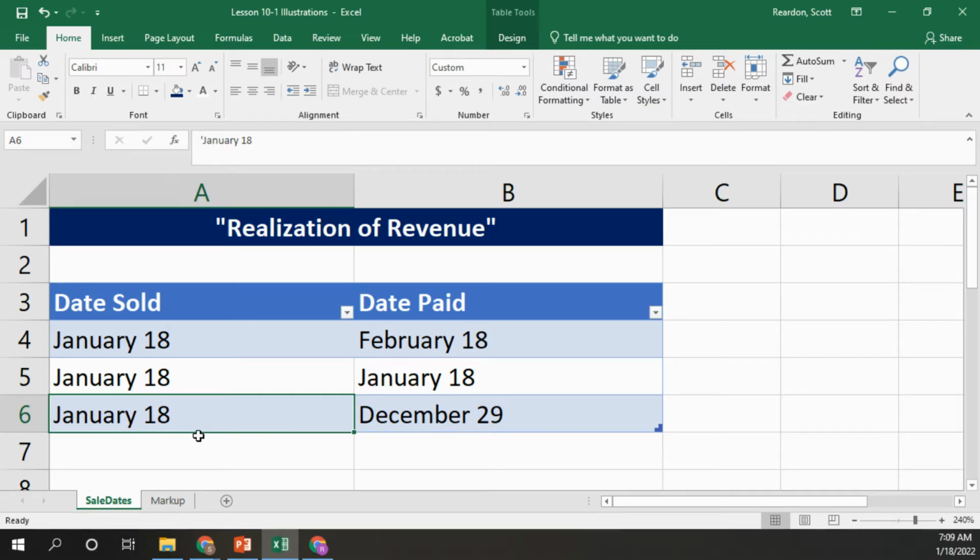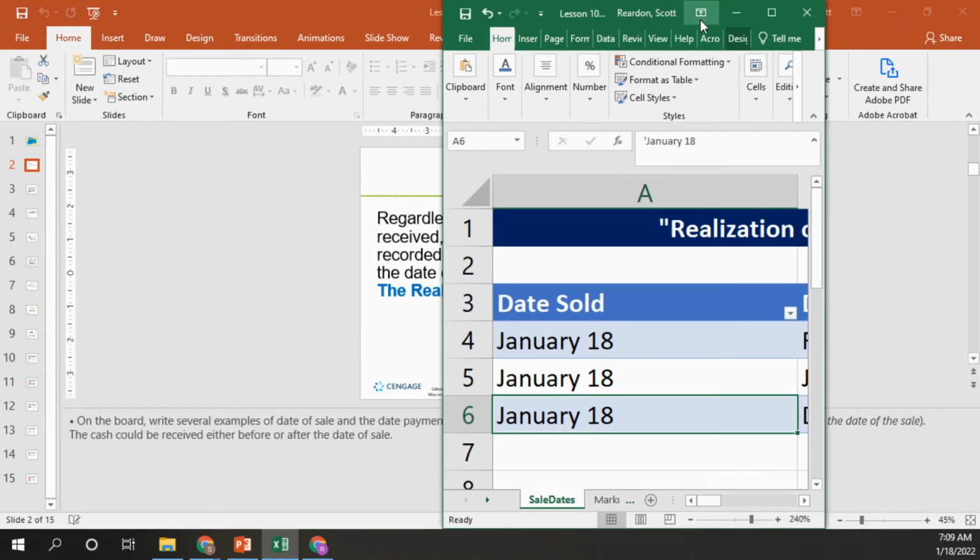So I give this example. What happens if we sell it on January 18th, but our customer prepays for the product well in advance, and then we ship it later? Okay, we record the sale on the date it's actually sold and the date it changes hands. There's a legal transfer of ownership. All right. So you have to keep that in mind, realization of revenue. And again, that matching principle of matching expenses with revenues.